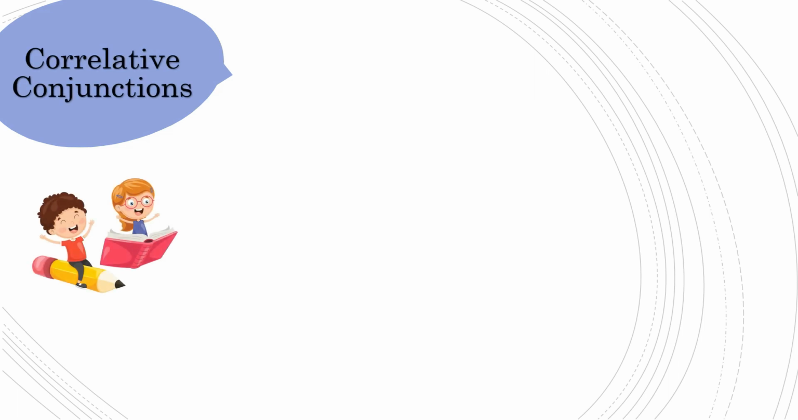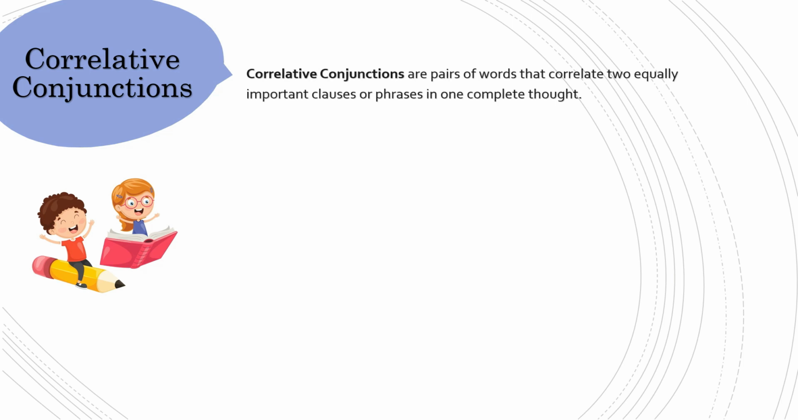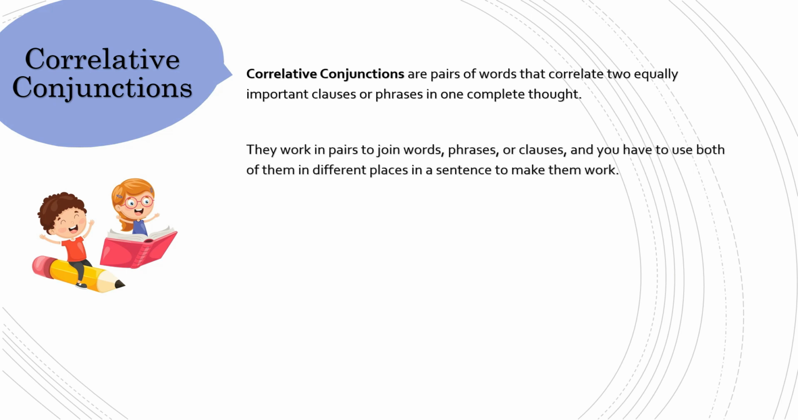Correlative conjunctions. Correlative conjunctions are pairs of words that correlate 2 equally important clauses or phrases in one complete thought. They work in pairs to join words, phrases, or clauses, and you have to use both of them, in different places in a sentence, to make them work.